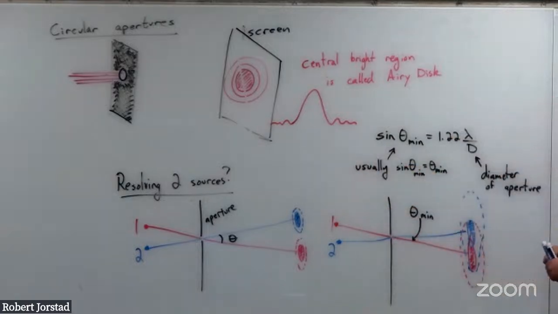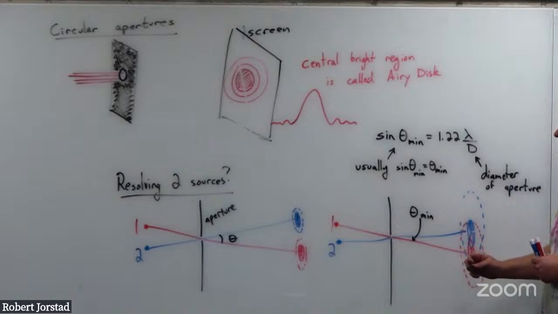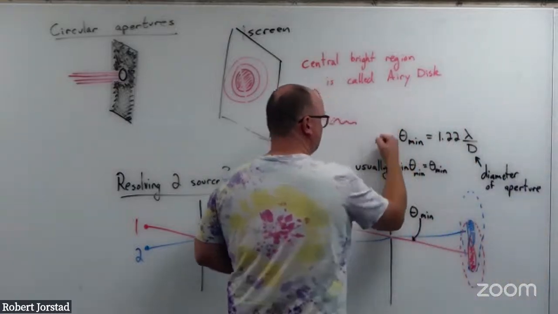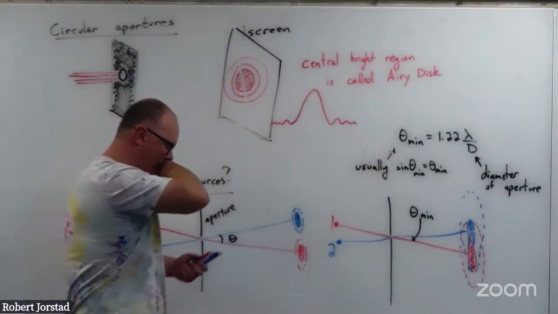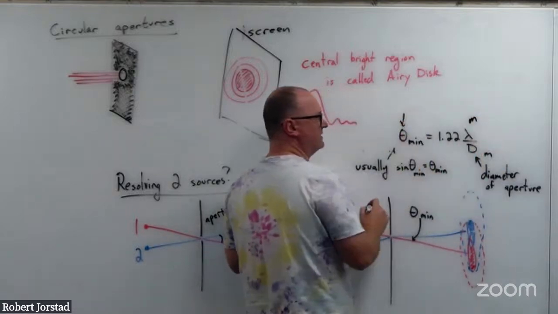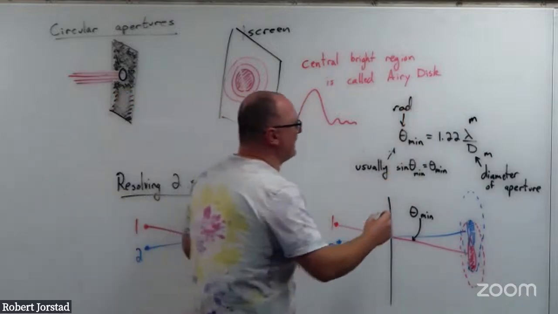If that helps you understand that. And there's a bunch of math you could do, but we get sine theta minimum, this is the minimum angle to resolve, is 1.22 lambda over d. And now let's get real here. These angles are almost always tiny, very, very tiny. So usually in a lot of books, you'll just see it written like this: 1.22 lambda over d equals theta min. Think on the units. Meters, meters. This is in radians. All right. And this has a name, the Rayleigh criterion.